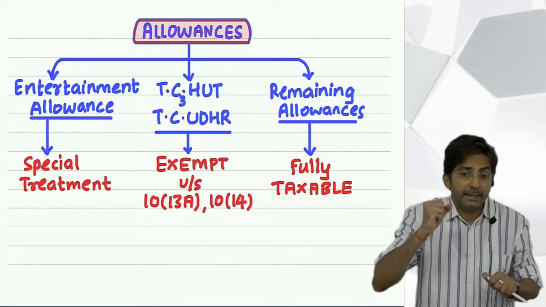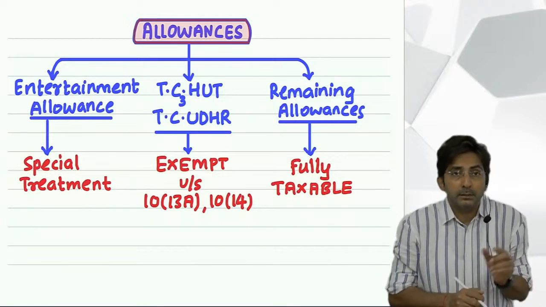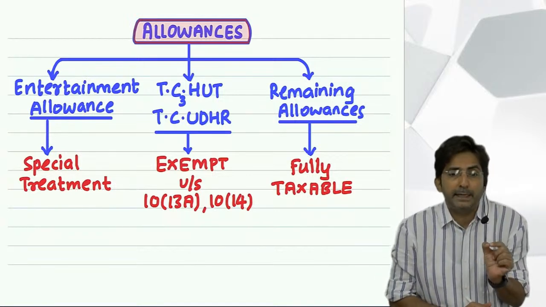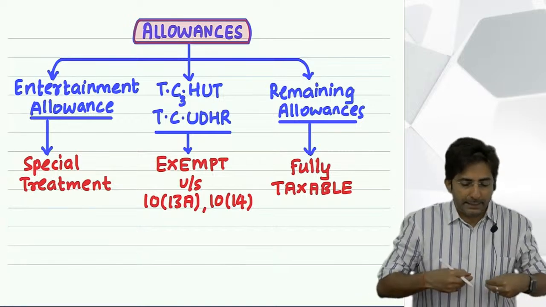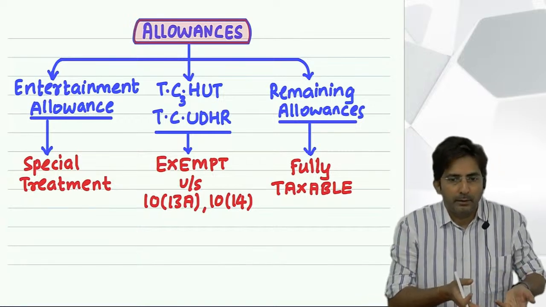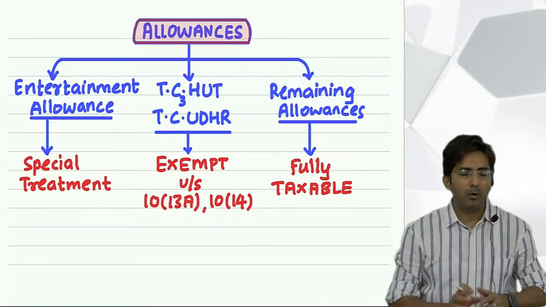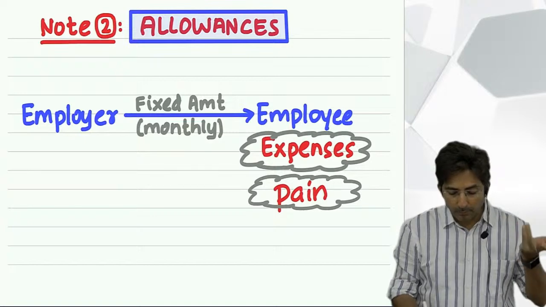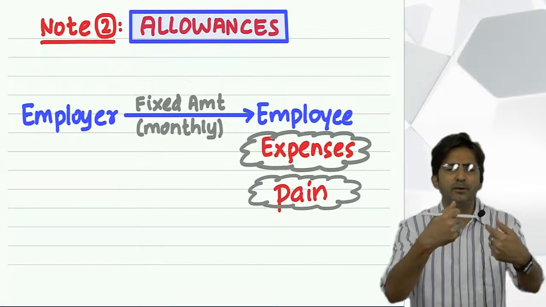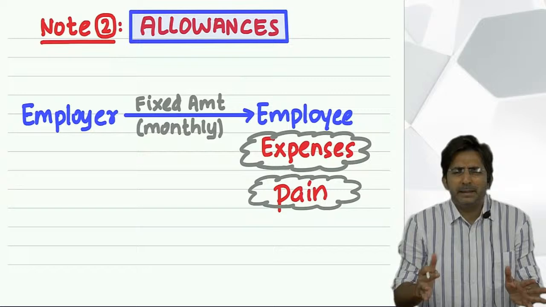Otherwise, you think how irritating it will be if my peon says, sir, today I went by auto rickshaw, give me 18 rupees. Today I went by local train, give me 10 rupees. So every time I am not going to remove the money for him. I will fix an amount on a monthly basis. As I said, allowances are a fixed amount on a monthly basis. Every month I will give him a fixed amount on an estimated basis.